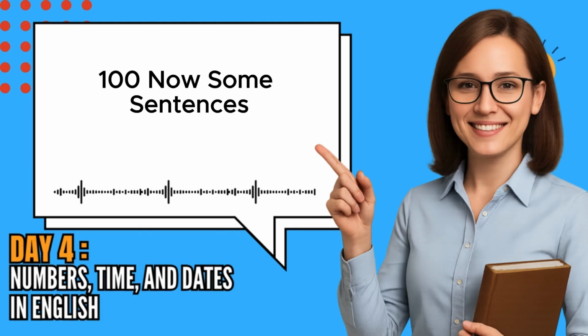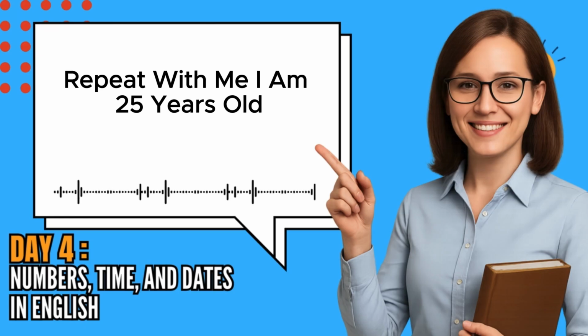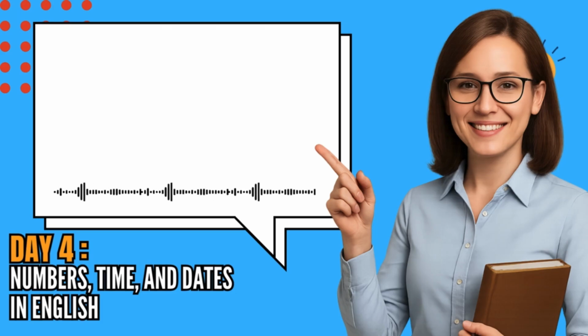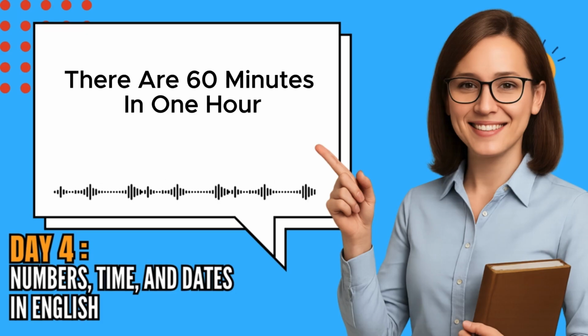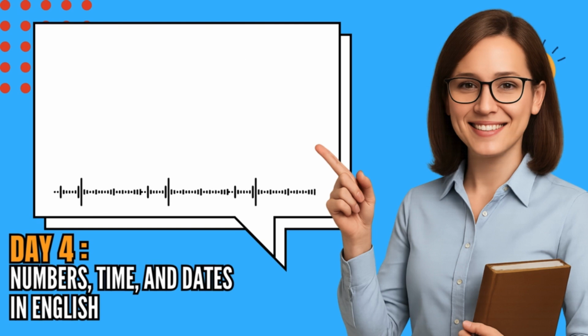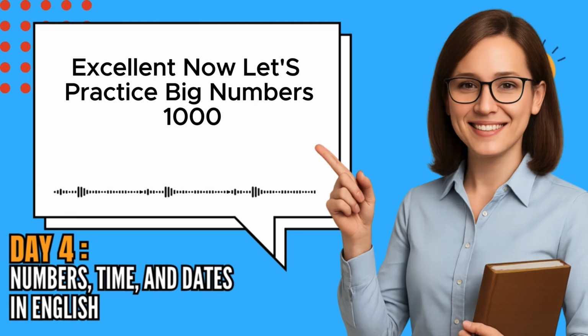Now some sentences. Repeat with me. I am 25 years old. The book costs $40. My father is 52 years old. There are 60 minutes in 1 hour. She has 99 problems. We have 100 students in the class. Excellent.